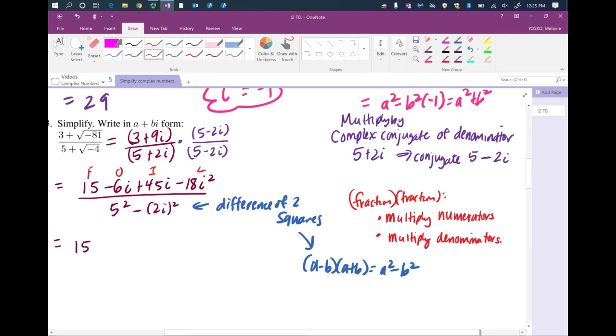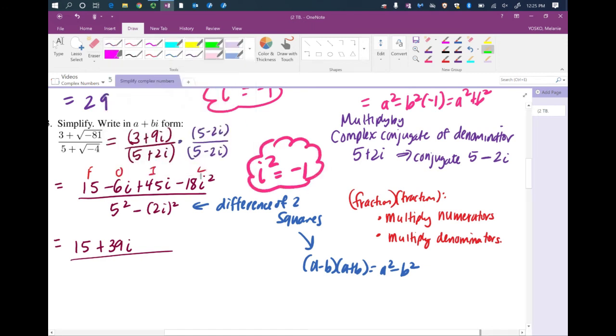Let me clean up the numerator. 15, well, we have two terms with i's in them, so we are going to combine their coefficients. We have negative 6 and we have a positive 45, so we really have like 45 minus 6. So that's a plus 39i. Okay? And we also have an i squared. We know i squared is equal to negative 1. So this is going to be replaced with the negative 1. So we're going to get negative 18 times the negative 1.